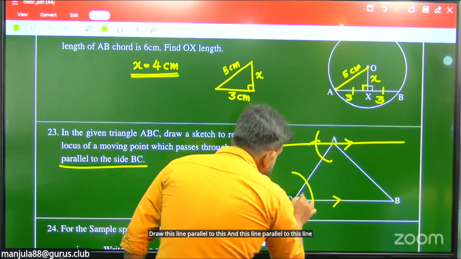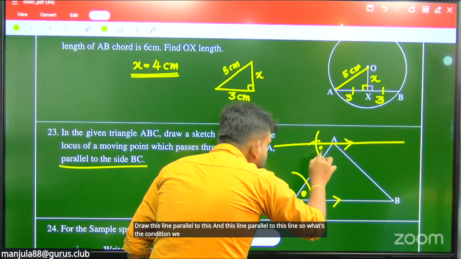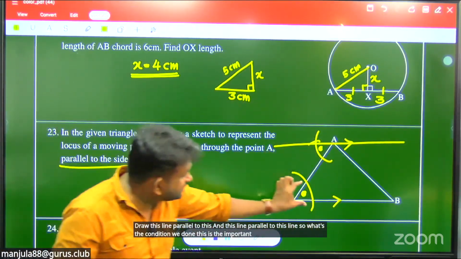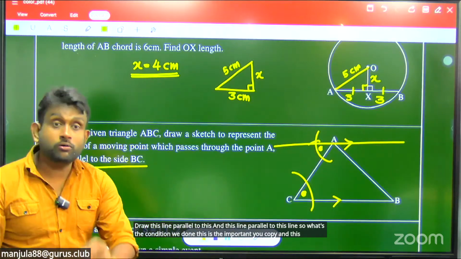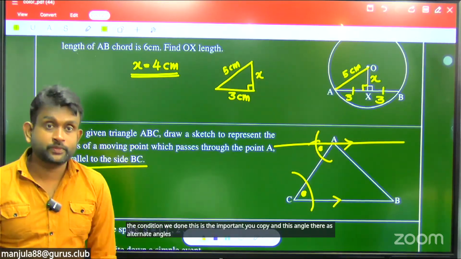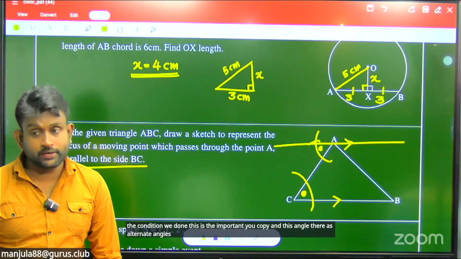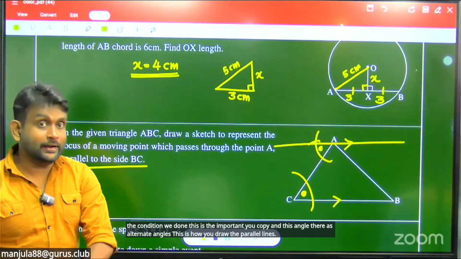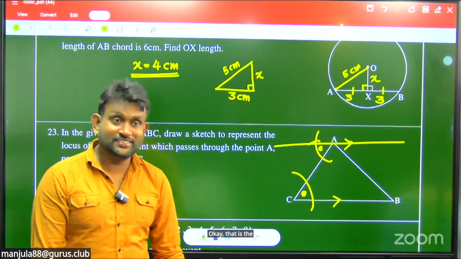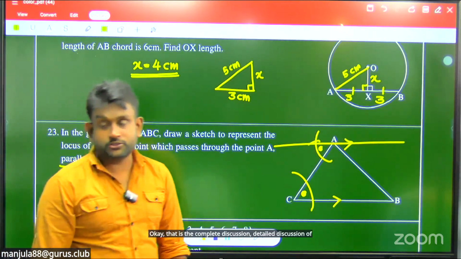So what is the condition we did? This is important: you copy this angle there as alternate angles. Right? This is how you draw the parallel lines. Okay, that is the complete, detailed discussion of 25 questions.